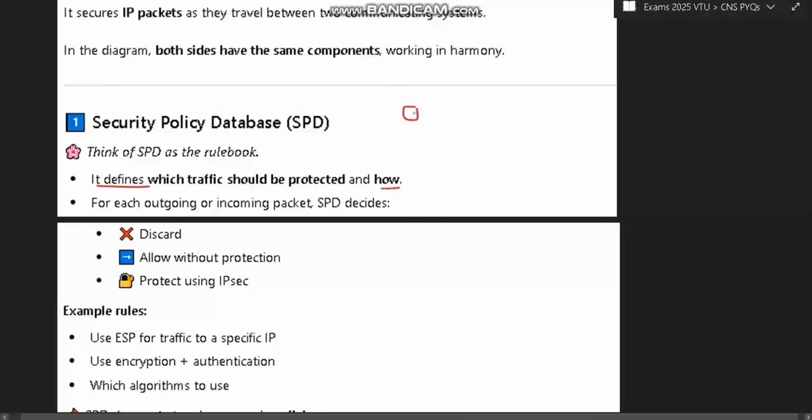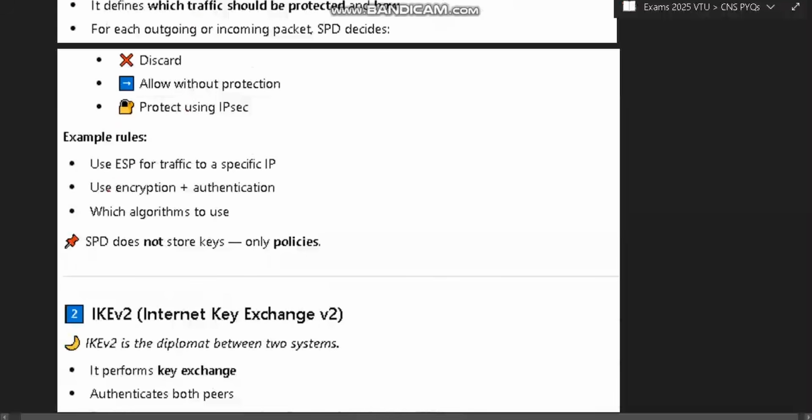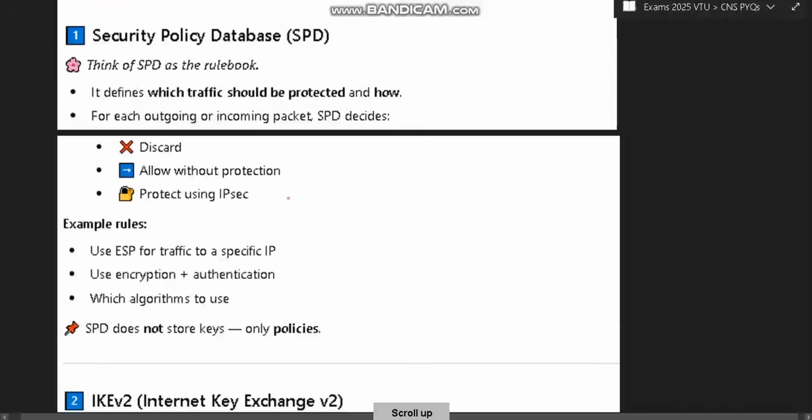Whenever a packet is going out or coming in, it will be checked whether it is protected or not. If it is not protected, how to protect it. For each outgoing or incoming packet, SPD decides whether it is to be discarded, allowed without protection, or protected using IP security. So we have to choose between these three. Examples: use ESP for traffic to a specific IP, use encryption plus authentication, and which algorithms to use. These are the rules present, the questions asked and the policies applied for each packet when it is coming. SPD does not store keys, only policies. You have to make sure that you write only policies.